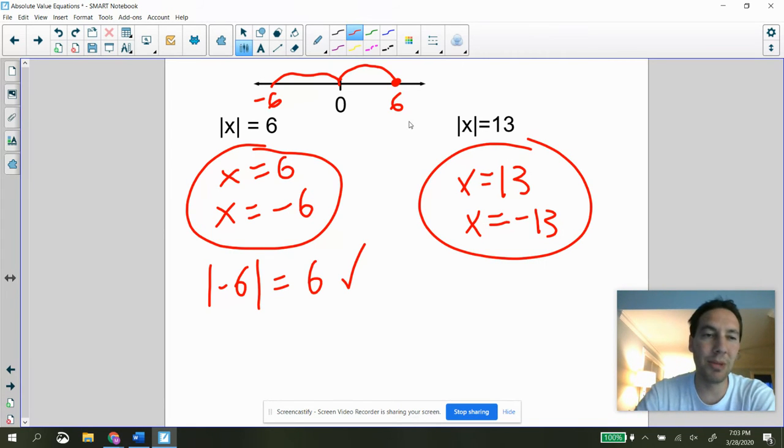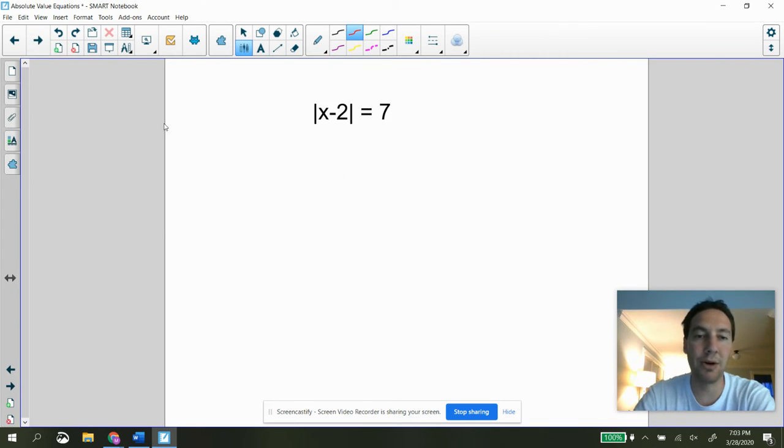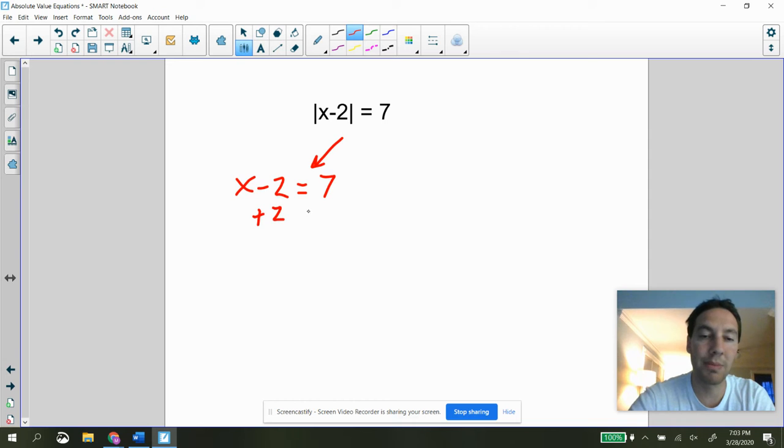Let's make it a little bit more interesting here. How about something like absolute value of x minus 2 equals 7. So you're now thinking to yourself, maybe not the distance from 0, but how could I make x minus 2 equal to 7? If you're like me and you're just looking inside the absolute value, you think, how could I make x minus 2 equal to 7? Well, we can solve this. This isn't too bad. You might be able to do it in your head.